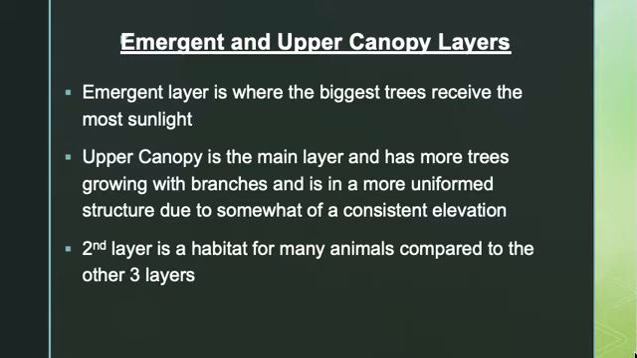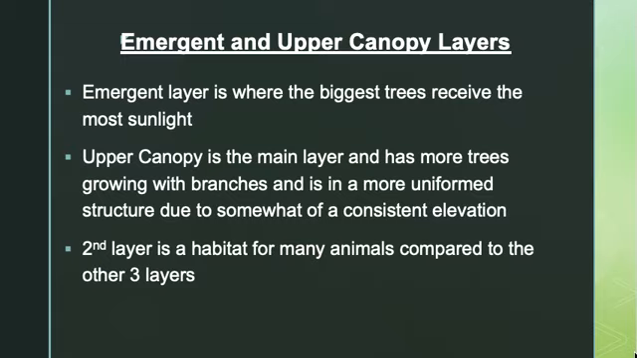The emergent layer is where the biggest trees receive the most amount of sunshine, and the trees are around 200 feet tall or higher from the base of the forest floor and stick out of the rainforest if you look down from a bird's eye view.